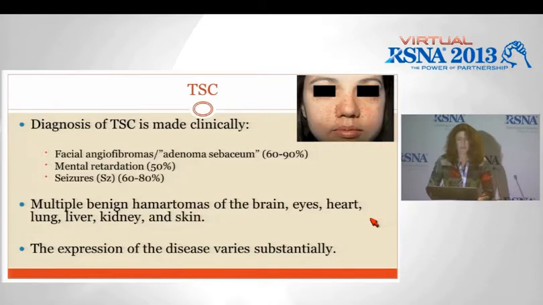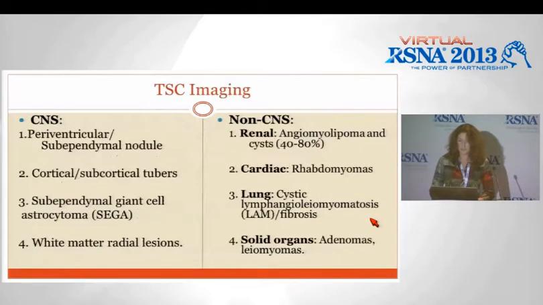Tuberous sclerosis can involve all parts of the body, and the expression of the disease varies substantially. Some of the CNS imaging findings include periventricular and subependymal nodules, cortical and subcortical tubers, subependymal giant cell astrocytoma, white matter radial lesions. Non-CNS findings most commonly are renal angiomyolipomas and cysts, and cardiac rhabdomyomas, which tend to regress in childhood. The lungs are involved by cystic lymphangioleiomyomatosis or fibrosis, and there are many solid organ adenomas and leiomyomas.